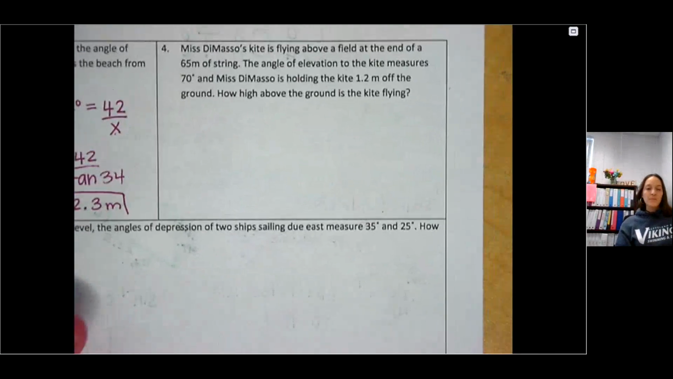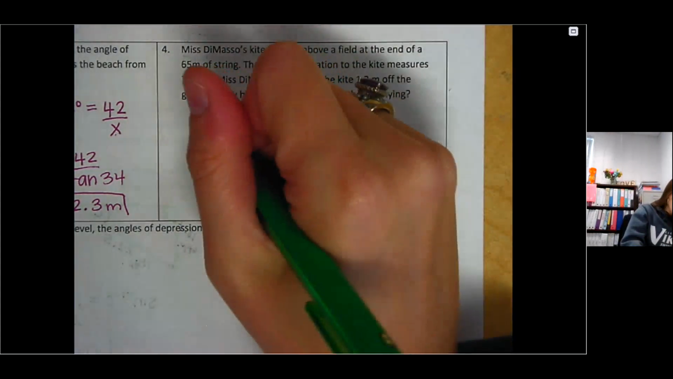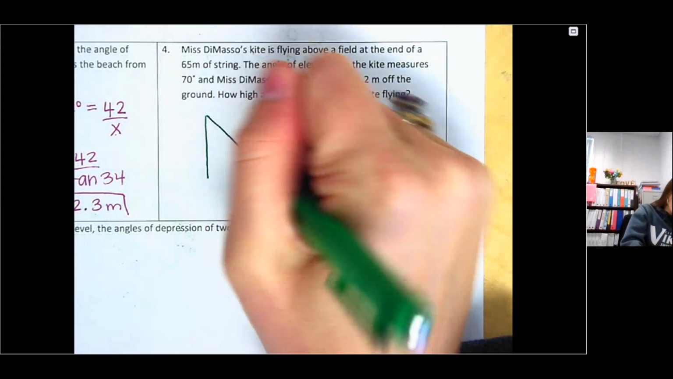Okay, number 4. Mr. Masso's kite is flying above a field at the end of a 65-meter string. The angle of elevation to the kite measures 70 degrees, and Mr. Masso is holding the kite 1.2 meters off the ground. How high above the ground is the kite flying? So we're going to start again with our right triangle.